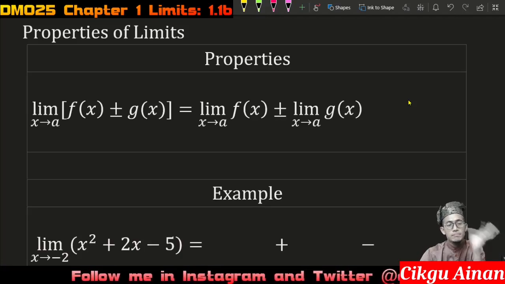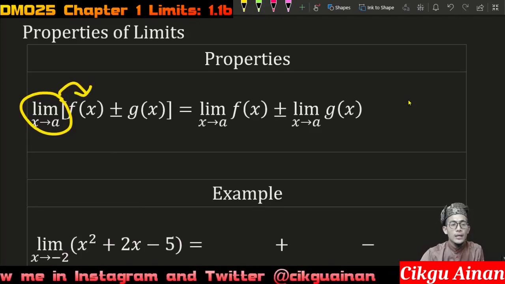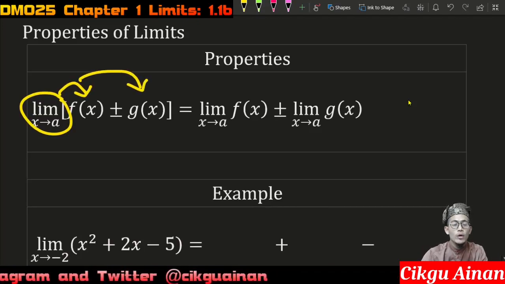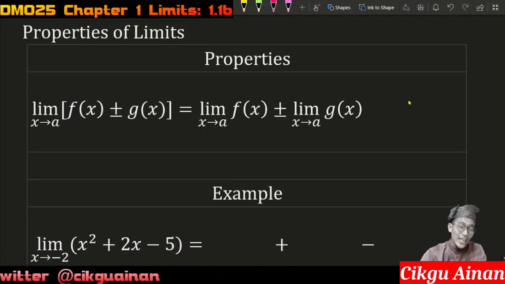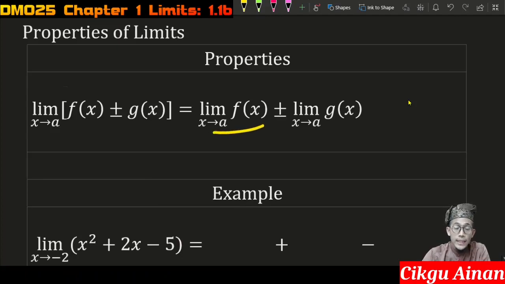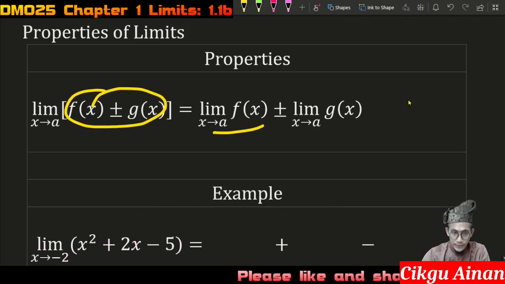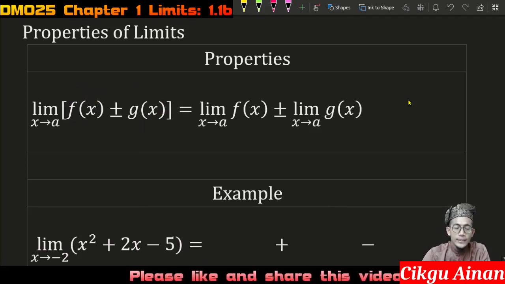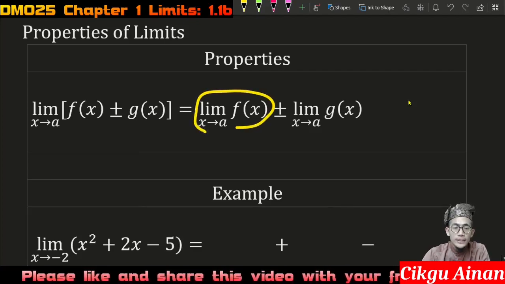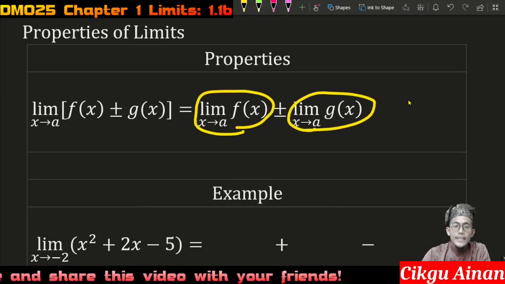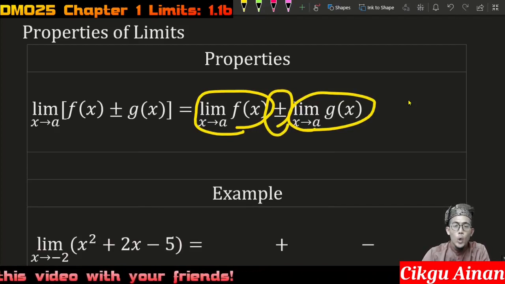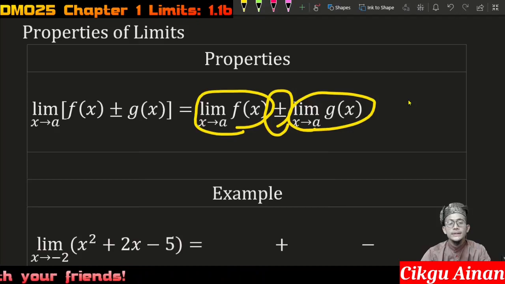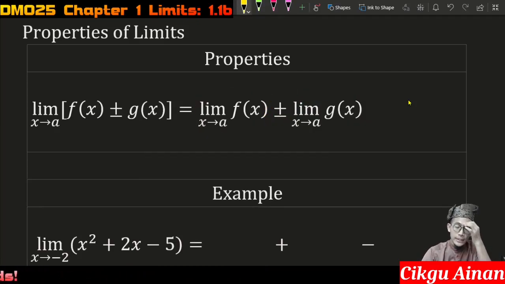It's like we expand the limit operator for each one of the functions, more or less, but not really. In other words, to find the limit of this complicated function, we can find the limit of each individual function first, then we add them or subtract them according to the sign. If you think it's complicated, we just look at the example down here.